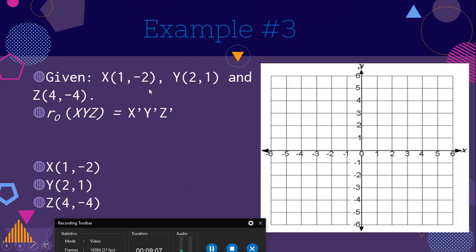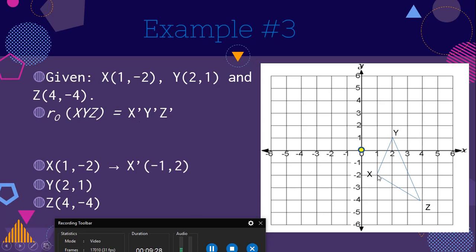For this example, we have triangle XYZ. We're going to reflect through the origin to create the prime. I'm going to graph triangle XYZ. I'm also going to highlight the origin just so that it stands out and I know that I'm going through that point and then I'm moving away from it. So let me start with X.